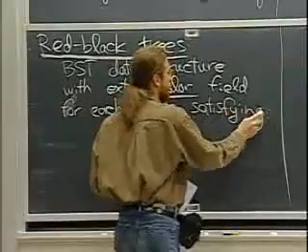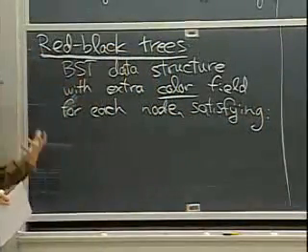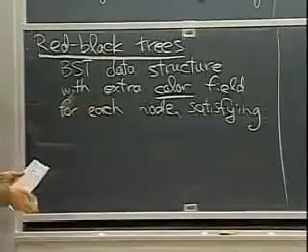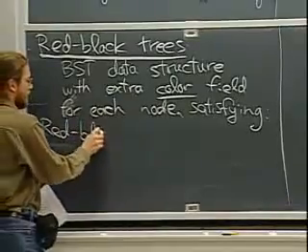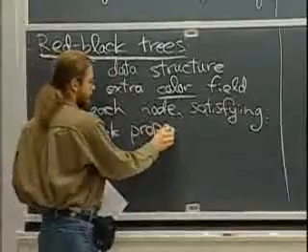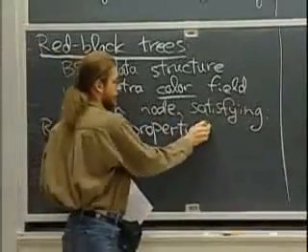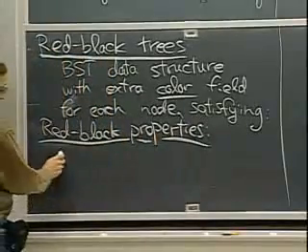And there's several properties that a tree with a color field has to satisfy in order to be called a red-black tree. These are called the red-black properties. And this will take a little bit of time to write down, but it's all pretty simple. So once I write them down, I'll say what they really mean. There's 4 properties.